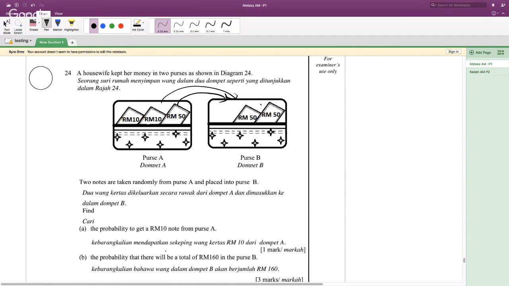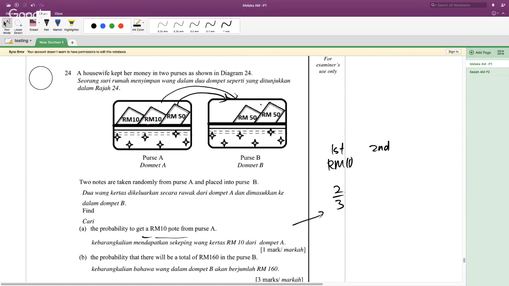So the probability to get a 10 ringgit note from A. So you want to take 2 notes, right? So 2 notes are taken from A to replace into B. Okay, so you want to take the 10 ringgit. So you have 2 out of 3, right? So it's 2 out of 3. This is the first 10 ringgit. When you take the second, oh, they actually ask about a 10 ringgit note from purse A. Okay, then it should be 2 over 3 only.